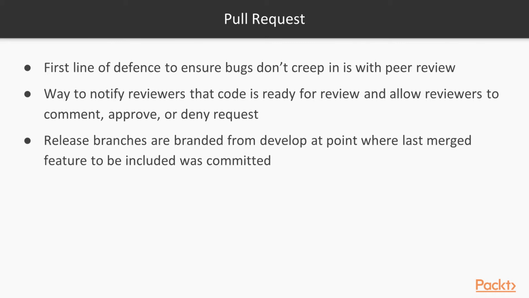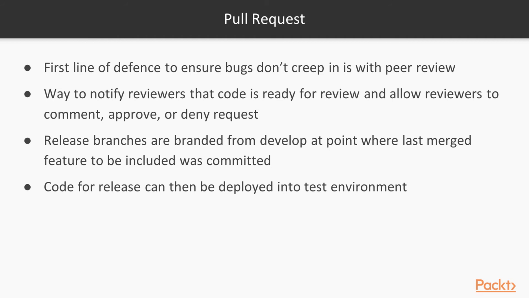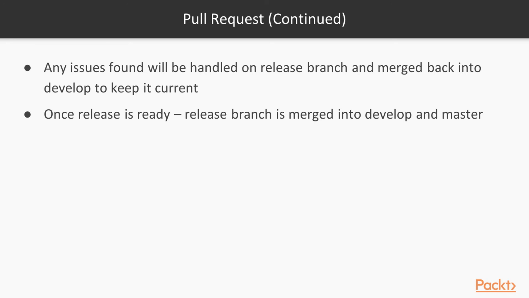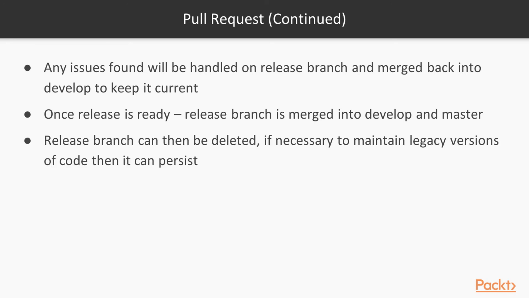Release branches are branched from develop at the point where the last merged feature to include was committed. The code for the release can then be deployed into a test environment. Any issues found will be handled on the release branch and merged back into develop to keep it current. Once the release is ready, the release branch is merged into develop and into master. The release branch can then be deleted, although if necessary to maintain legacy versions of code, then it can persist.